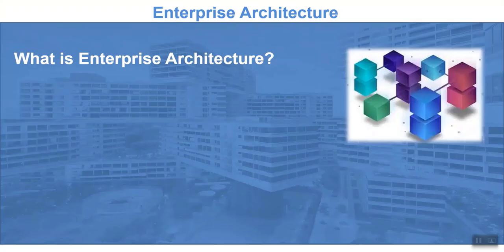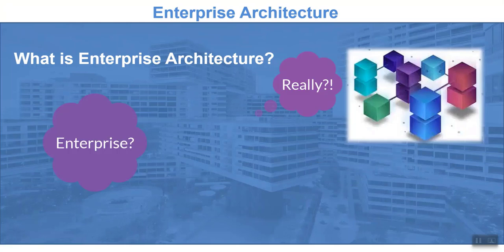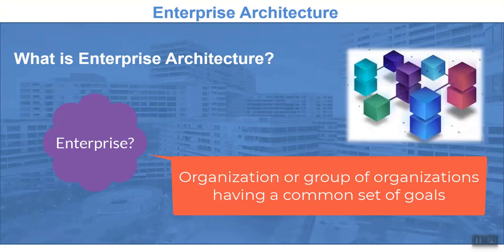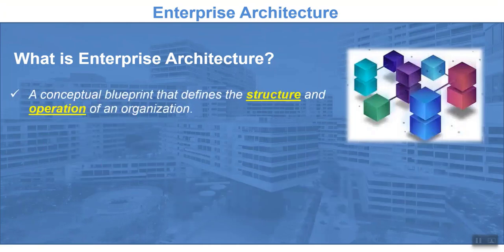Let's start. So let's first try to understand what is enterprise architecture. As the name suggests, it's the architecture of the enterprise. An enterprise is an organization or a group of organizations having a common set of objectives. So the architecture of the enterprise means the building blocks that form this organization and how these building blocks operate to realize the business objectives. The architecture is the blueprint that defines the structure and the operation of that organization.